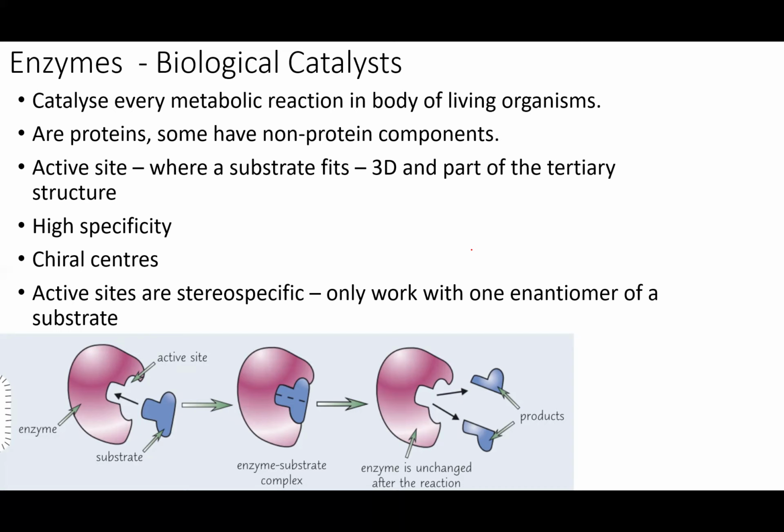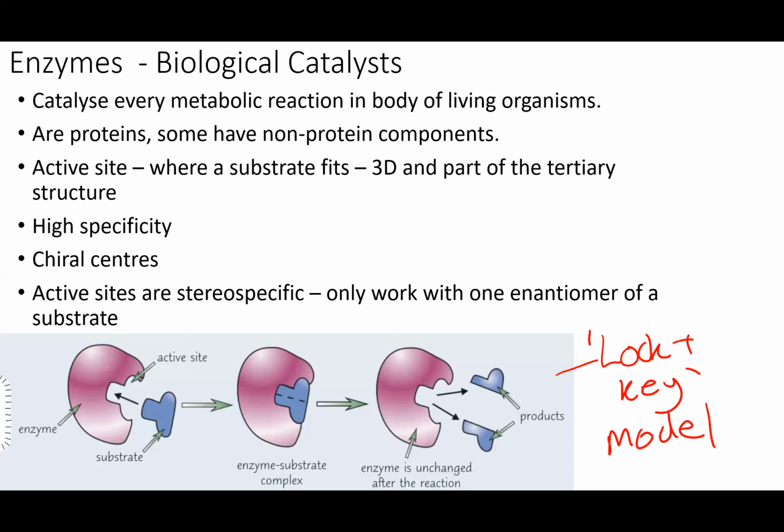And enzymes have really high specificity. They only work with specific substrates, usually one. So one enzyme works with one substrate, another with another. This is because for enzymes to work, the substrate has to fit into the active site. If the substrate shape doesn't match the active site shape, the reaction won't be catalyzed. And this is called the lock and key model, which you can see at the bottom.